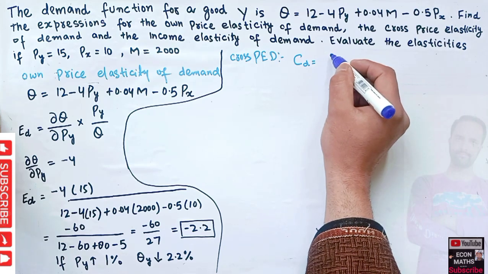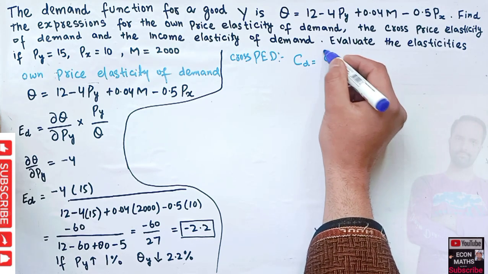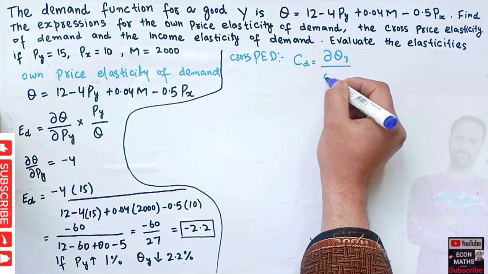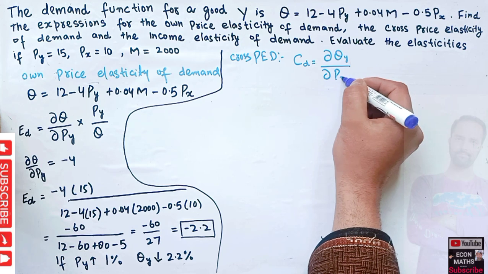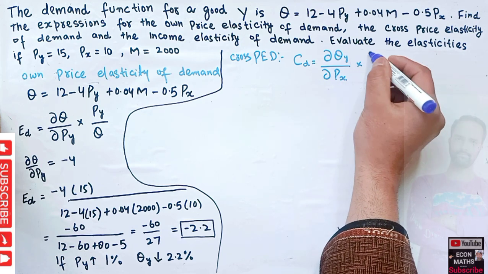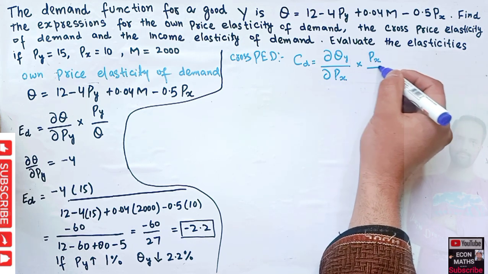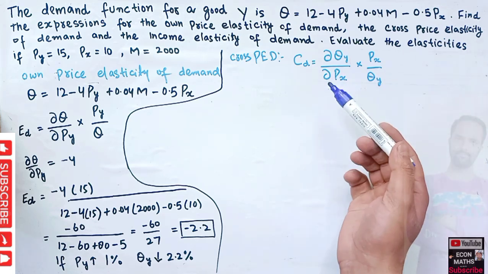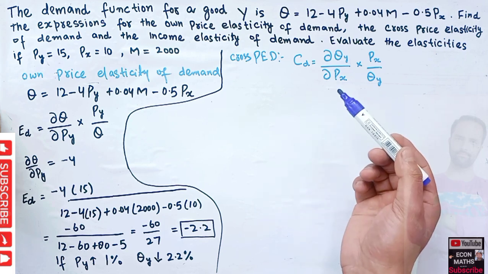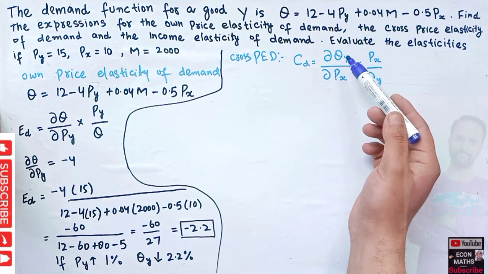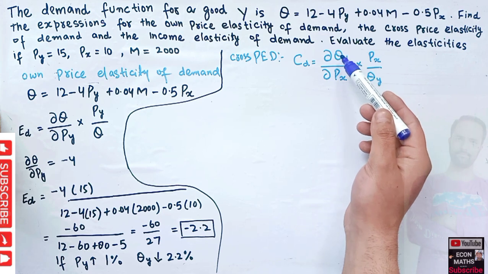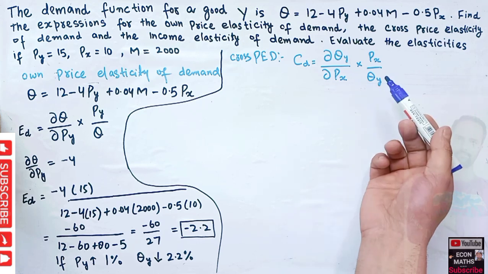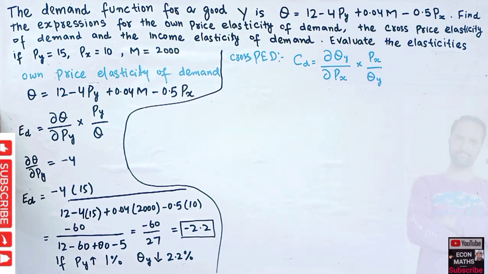This is being given as the change in the quantity of good Y with respect to the change in the price of good X, times the price of good X upon the quantity of good Y. Cross price elasticity of demand tells us how much the quantity demanded of one good changes with respect to the change in the price of another good. That's why we call it the cross price elasticity.